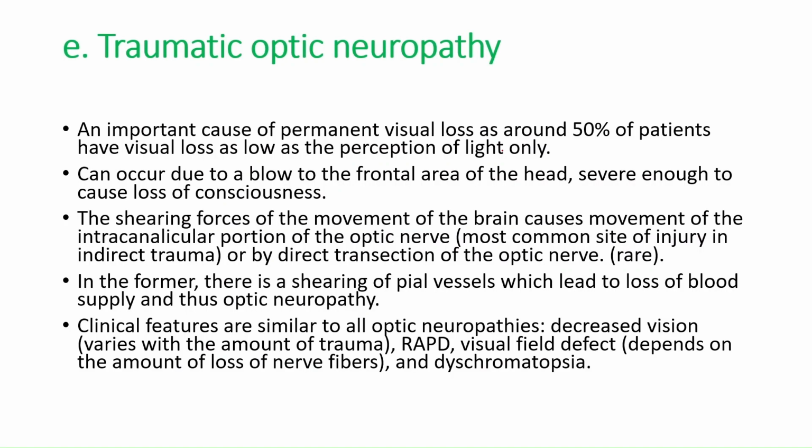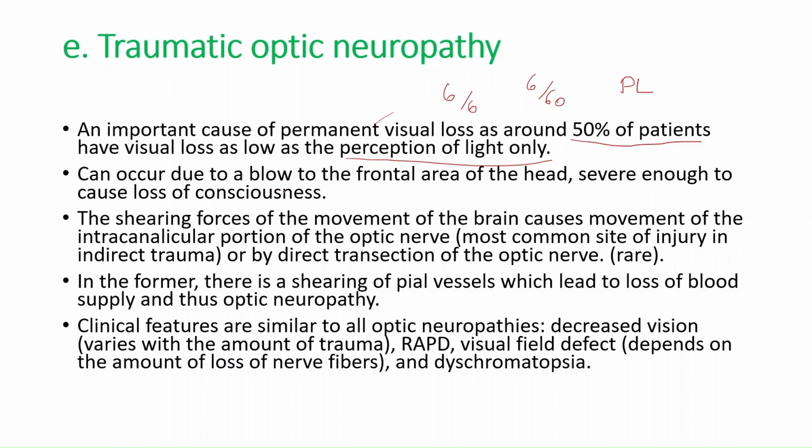Okay, next, coming to traumatic optic neuropathy. It is an important cause of permanent visual loss, occurring in around 50% of patients. The visual acuity may be as low as perception of light only. The visual acuity may be 6/6, it may be 6/60 or PL negative. So you cannot say based on how the eye looks. So the visual acuity ranges from 6/6 to PL negative.